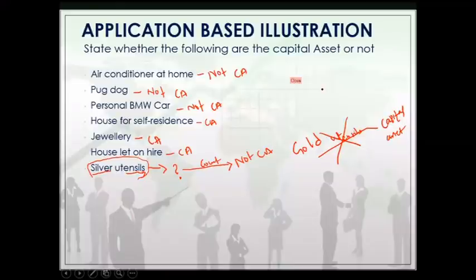But that's the reason one more person said, okay, I'm using gold utensils, so this also I'm using for personal use. But the court had to say no. Right. So next transaction. Let's see, what do we have next?